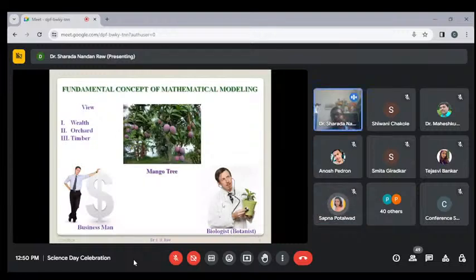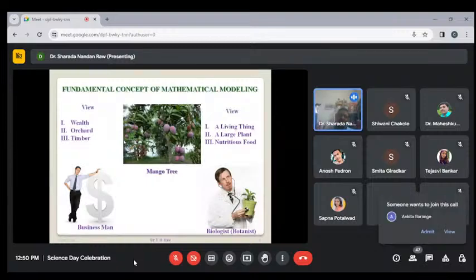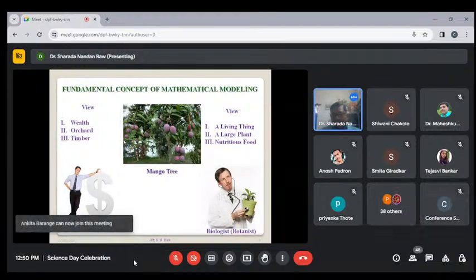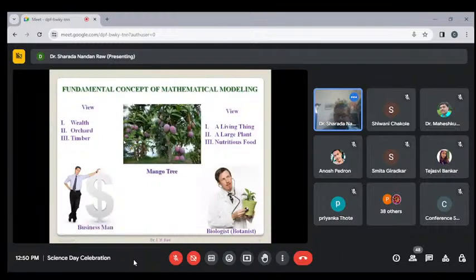And what does the biologist think about the mango tree? The biologist thinks of it as a living thing, a large plant, a nutritious food. They think about the protein, a lot of things: it is a large plant, a living thing. The object is the same, but the persons have different ideas about the same object. According to their requirement they think. The same thing happens in mathematical modeling. The concept view is different though the object is the same. The same is true with mathematical modeling.